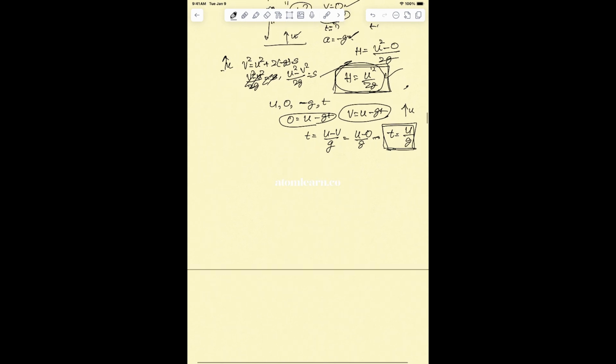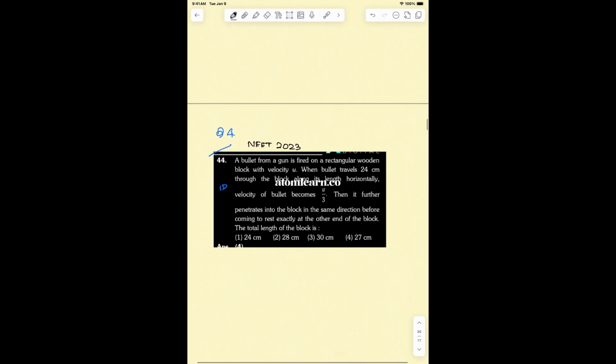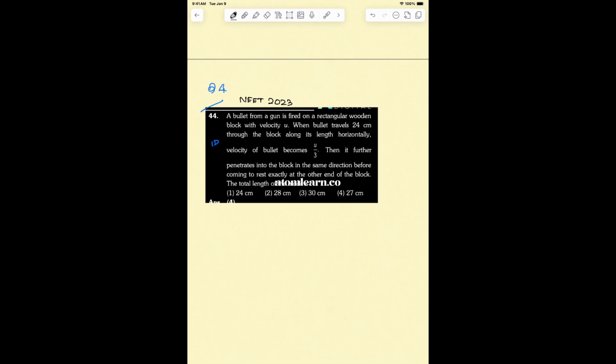Right. Now, as I said, let's practice some examples of questions which were asked in past NEET examinations, NEET PYQs. Take the first question, question number 4, NEET 2023. Just read the question, try to understand. I'll explain to you the step-by-step method of doing such sums.